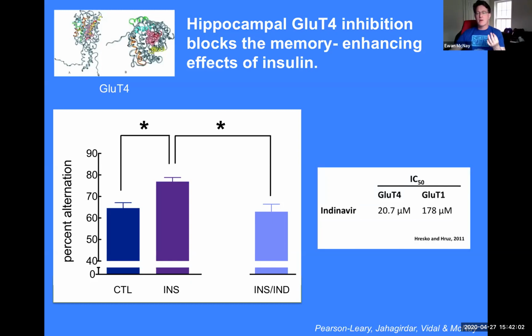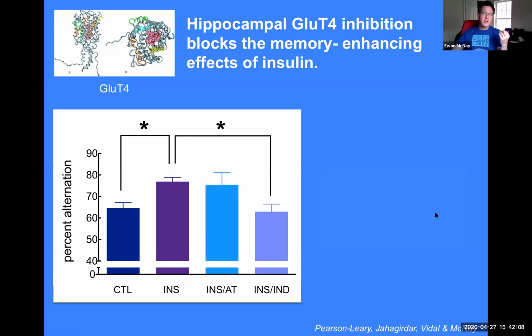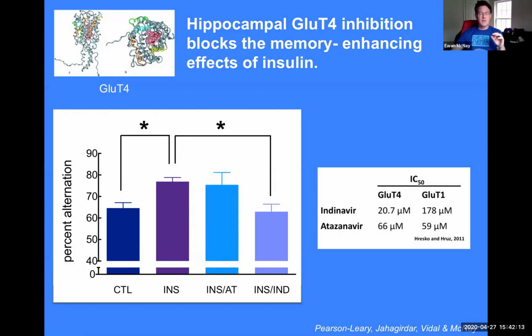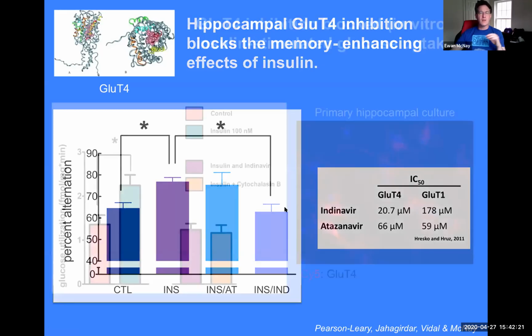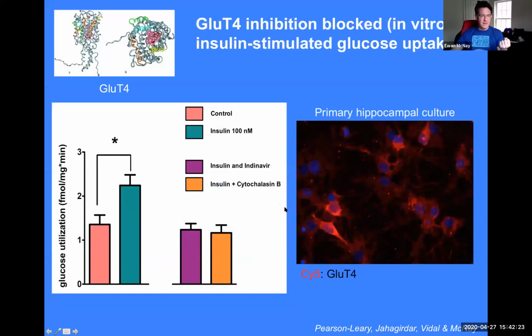So just blocking that one mechanism, blocking GLUT4, reversed the effects of insulin. Indinavir, turns out, has a pretty strong affinity for GLUT4, doesn't really block GLUT1 anywhere near as much. If we give a slightly different drug called atazanavir, which is very similar to indinavir, but has a much better affinity for GLUT1, much lower affinity for GLUT4, no effect. So the conclusion is it really is this blockade of GLUT4 that reverses these effects of insulin.